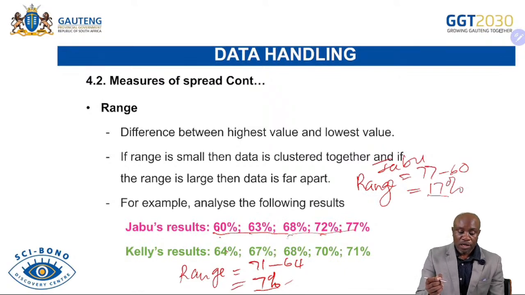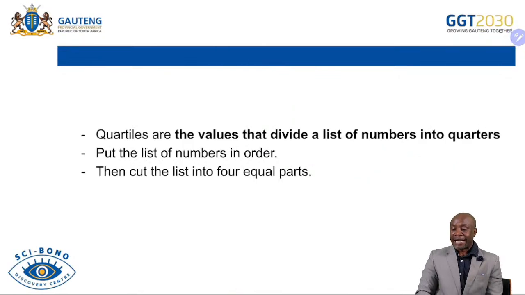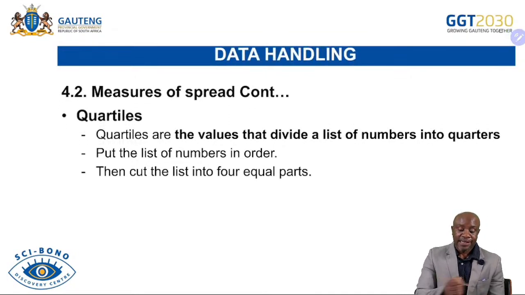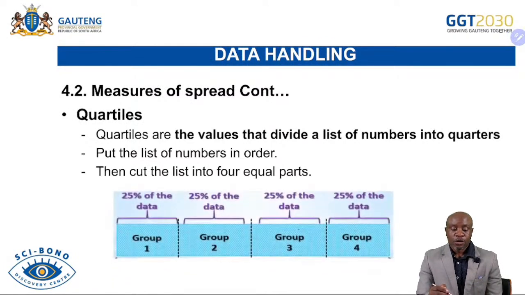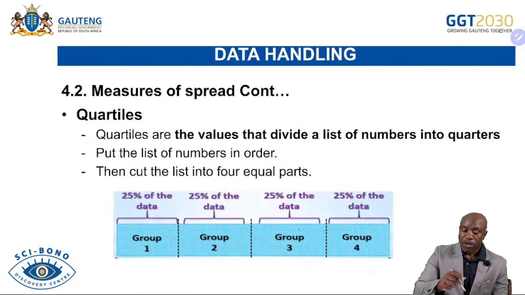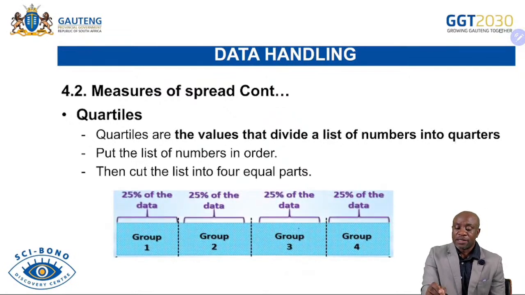Now, I want to look at the quartiles. Quartiles will be a new thing to you, grade 11s, and we need to define it nicely, and I'm going to use a diagram to define that. When you say quarter, quarter means 4. So if we are looking at quarters, we divide a list of numbers into quarters, in other words, into 4 groups.